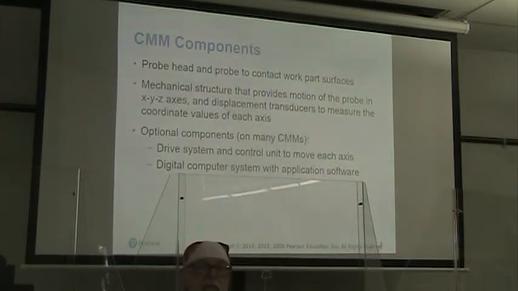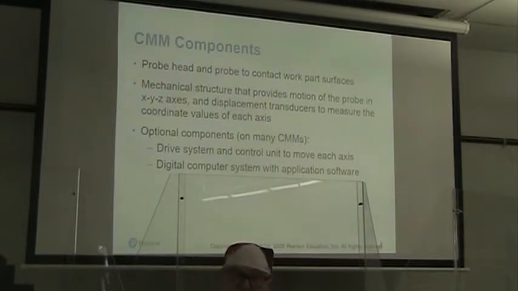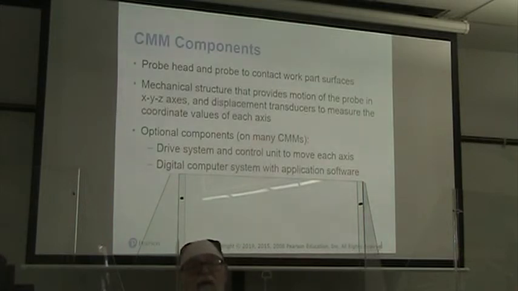So the coordinate measuring machine components, we have a probe head and a probe to contact the work part surfaces. We have a mechanical structure that provides the motion of the probe in the X, Y, and Z axes, and displacement transducers that measure the coordinate values on each axis. So the probe doesn't just crash into a part, it can be deflected, and that is measured.